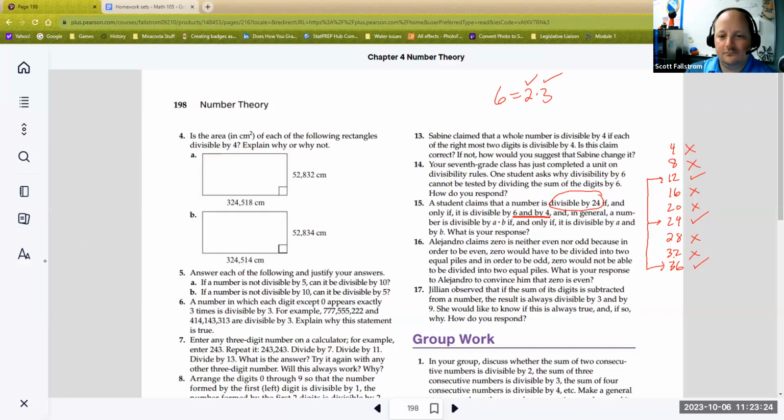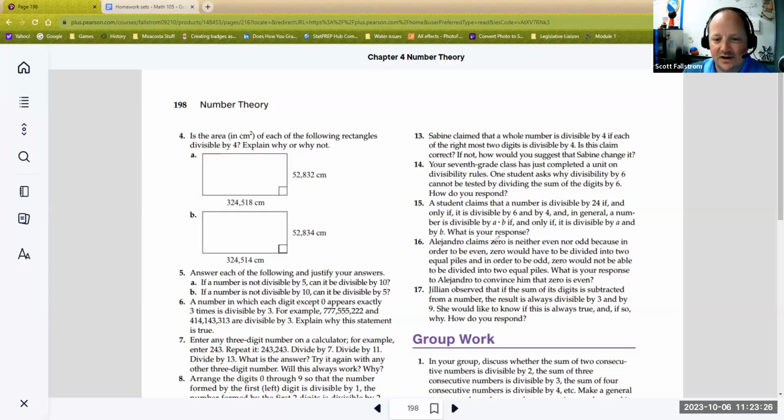Okay. All right, and lastly, number 16, Alejandro claims 0 is neither even nor odd, because to be even, you've got to divide it into 2 equal piles, and to be odd, you'd have to divide it into 2 equal piles. You would not be able to divide it into 2 equal piles. So what is your response to convince him that 0 is even? Okay, so we know 0 meets that.